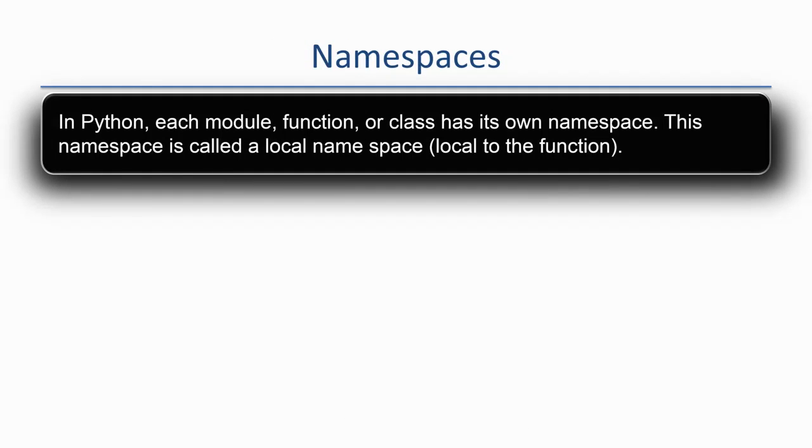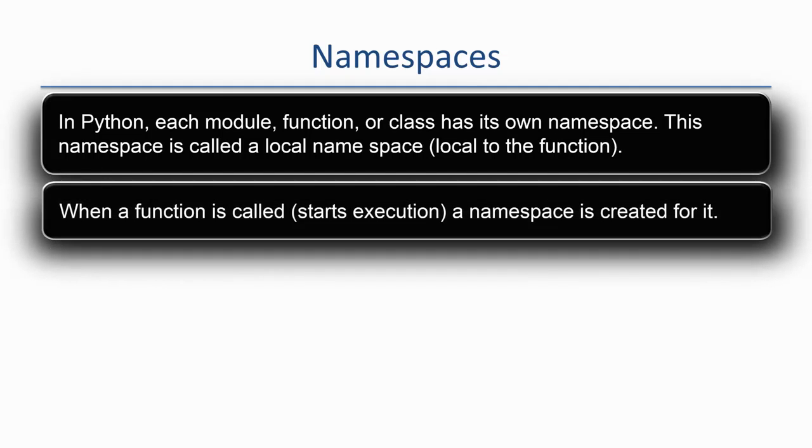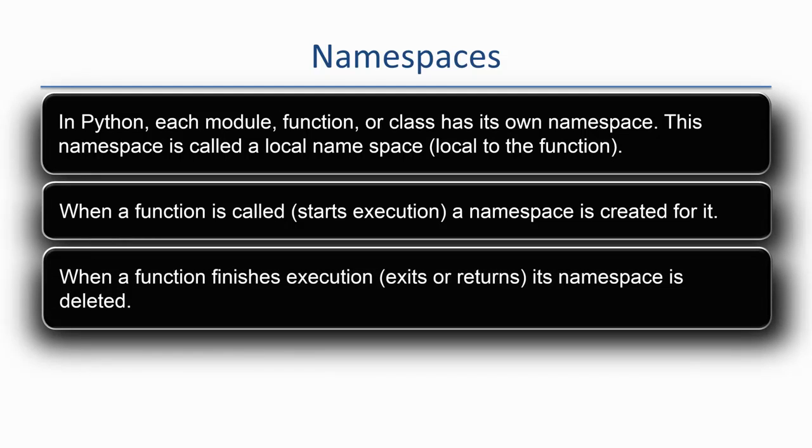In Python, each module, each function, or each class has its own namespace. This namespace is called a local namespace, which basically means it is local to that particular function. When a function is called or starts execution, a namespace is created for it. And when a function finishes execution, basically when it exits or returns, its namespace is deleted.